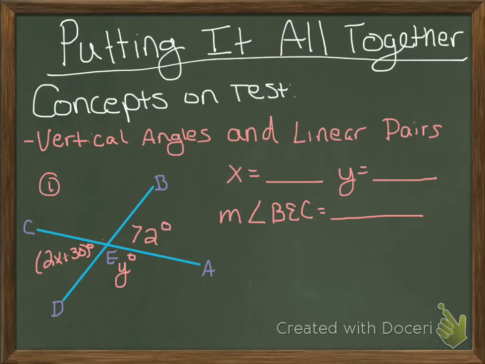In this problem, you're given a diagram, and you're asked to find x, y, and the measure of angle BEC. So I'm looking at this and I'm thinking, well, y is going to be the easiest one to find, because it creates a linear pair with my given 72-degree angle. That means to find y, I just have to do 180 minus 72, and that gives me 108. So y has to be 108.